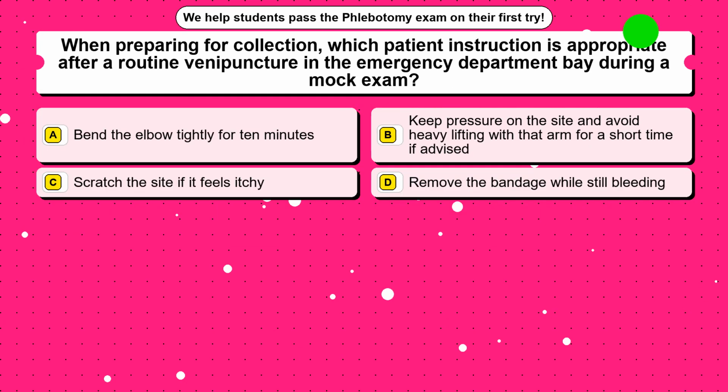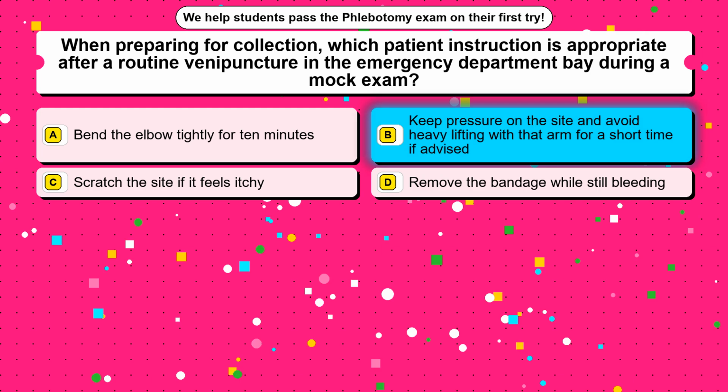Question 97. When preparing for collection, which patient instruction is appropriate after a routine venipuncture in the emergency department bay during a mock exam? Option A. Bend the elbow tightly for 10 minutes. Option B. Keep pressure on the site and avoid heavy lifting with that arm for a short time if advised. Option C. Scratch the site if it feels itchy. Option D. Remove the bandage while still bleeding.